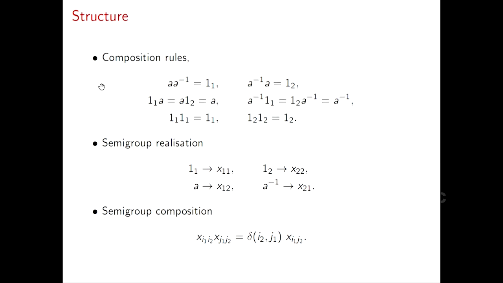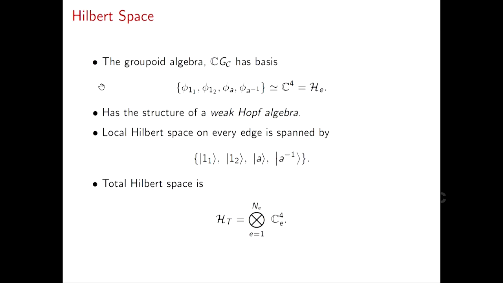If I consider my morphisms as xij, the composition rule becomes obvious from here, because if I do x_{i1,i2} times x_{j1,j2}, I can only compose them if the target of the first is the same as the source of the second. That means i2 has to be equal to j1, and then I can compose them. I'm not going to show you any other example. I will only work with this simple example to show the features.